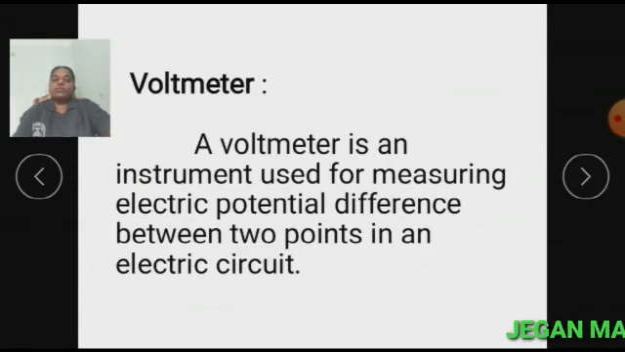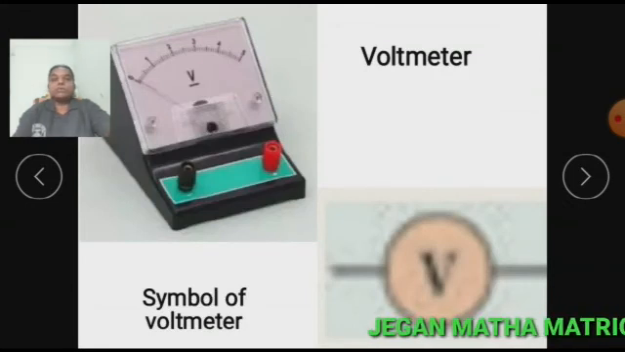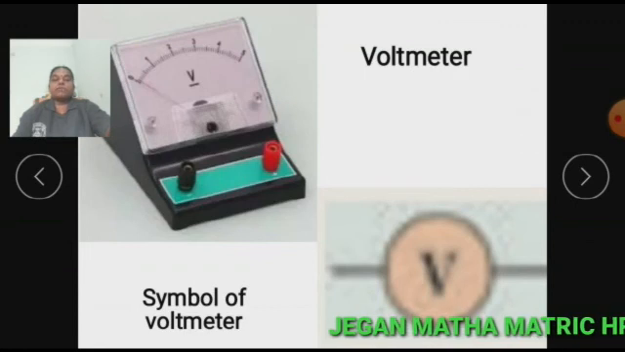Next, voltmeter. A voltmeter is an instrument used for measuring electric potential difference between 2 points in an electric circuit. This is voltmeter and this is the symbol of voltmeter, V.